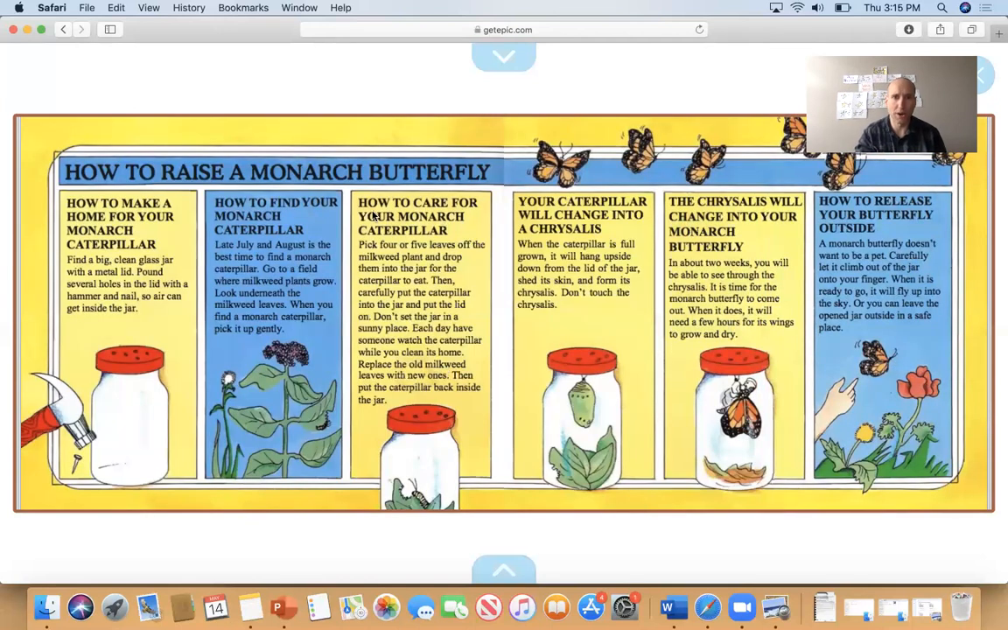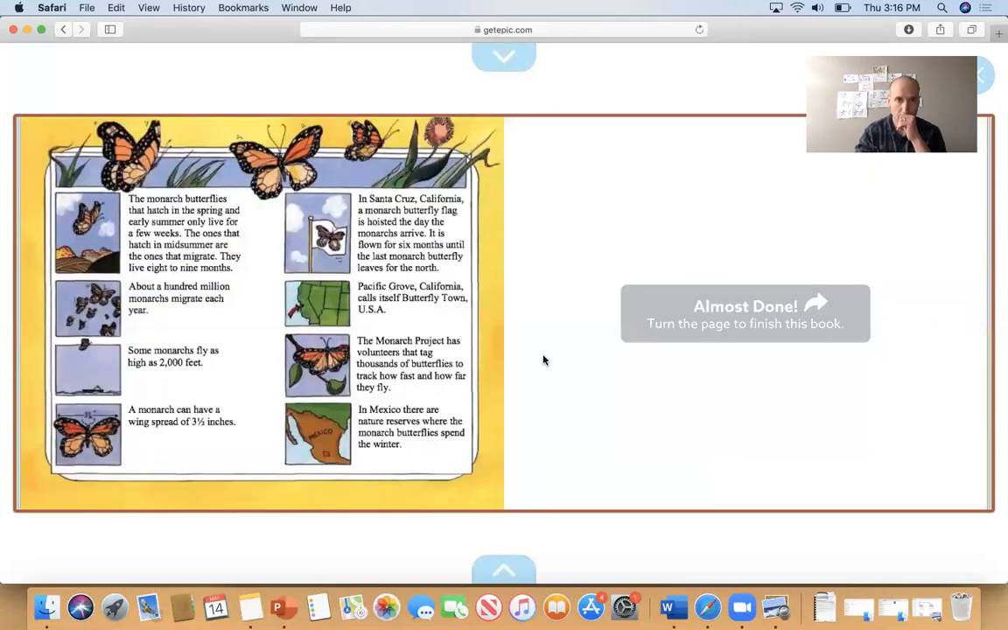And then this is how to raise. We're going to skip over this page, but you can find this on Epic if you want to find out how to raise a monarch butterfly. And here on the last page, this is just giving us quick little facts about butterflies.